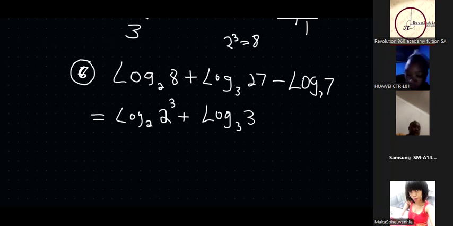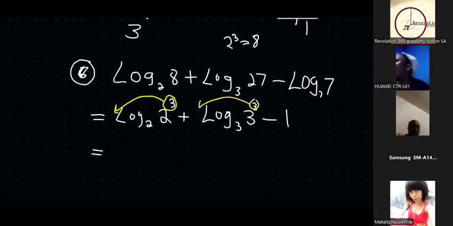And then the next step, you understand that we use that rule of taking the exponent, bringing it forth. Or even here, you're going to take the exponent and bring it forth. So we're going to have what? Here, we're going to have 3 log 2 base 2.